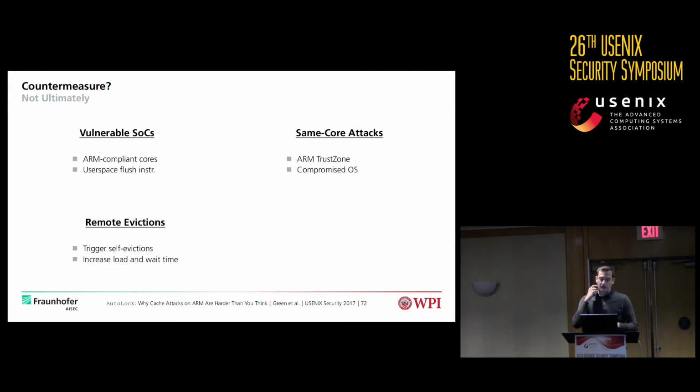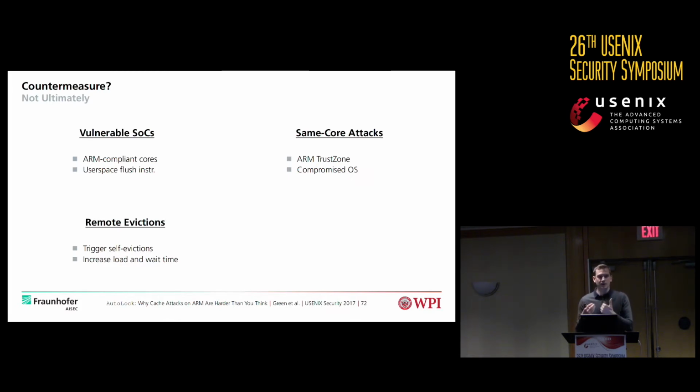Then there is something that we call remote evictions. Recall that the level 1 caches have a rather small associativity. So a little bit of unrelated activity, a little bit of background noise, will help in evicting lines that are in the level 1 and thereby unlocking them in the level 2.